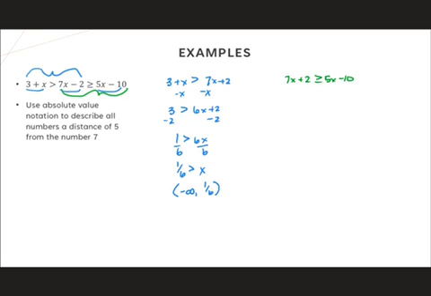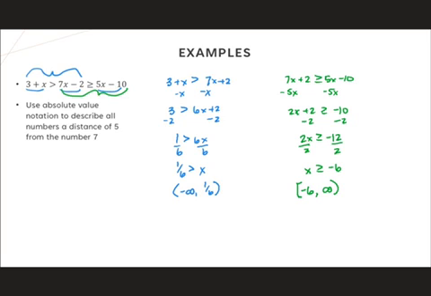And then I'm going to look at the ones on the right. So subtract 5x from each side. So 2x plus 2 is greater than or equal to negative 10. Subtract 2 from each side. So 2x is greater than or equal to negative 12. Divide by 2. So x is greater than or equal to negative 6. And that interval is going to go from negative 6 up to positive infinity.